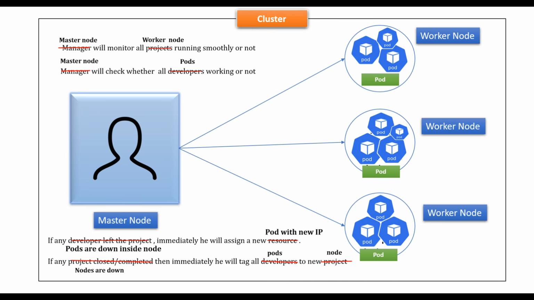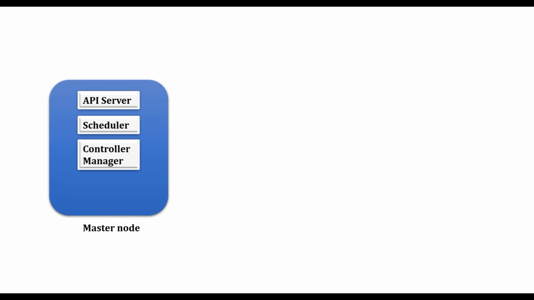Okay, let's begin with the master node and its components. As you understand, the master node manages the cluster, and it basically monitors nodes and pods inside a cluster. The master node has four components: API server, scheduler, controller manager and etcd database. We'll discuss each component one by one.